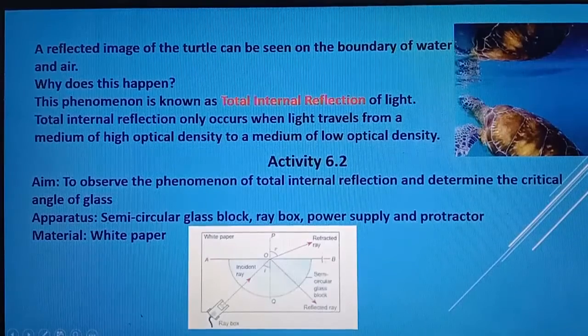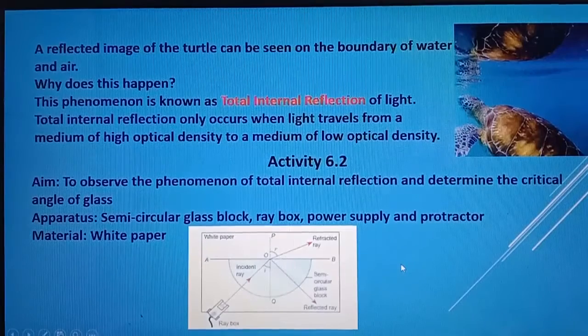So what we do, we put the semicircular glass block on a white paper, and then we mark the center of the semicircular glass block. Then we draw a normal line, POQ, perpendicular to the boundary. AB is known as the boundary, between the glass block and the air. And then we put a ray box at a certain angle I, then we can see the angle R for the refracted ray. Now you can observe this video so that you can see clearly what exactly happened.